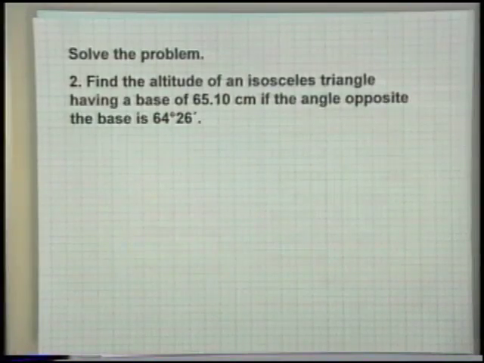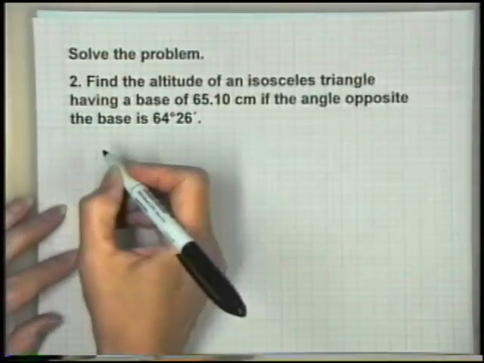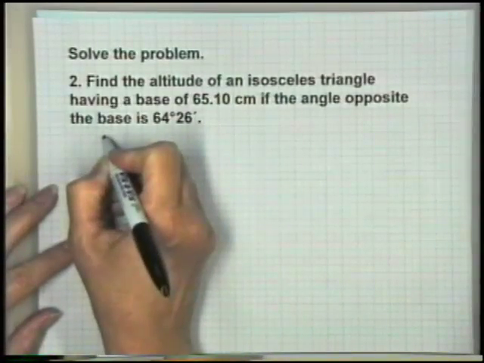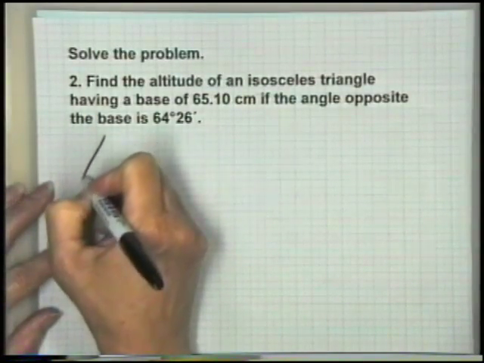Now, what do they mean by an isosceles triangle? That means that 2 of the sides are equal. And what they've given us is the base side. So let's draw that. Okay, let's see if I can make it look like these sides are equal.